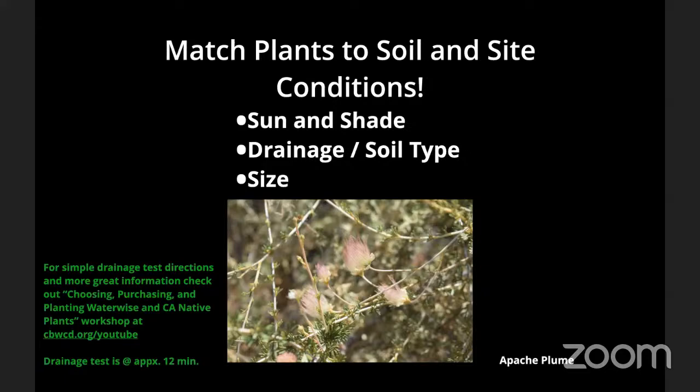You can also try spreading a thin layer of compost on top. Sometimes that helps jolt the soil biology back to life, which is what's going to help naturally loosen that soil over time. So that is one part of the selection of matching the plants to soil and site conditions.